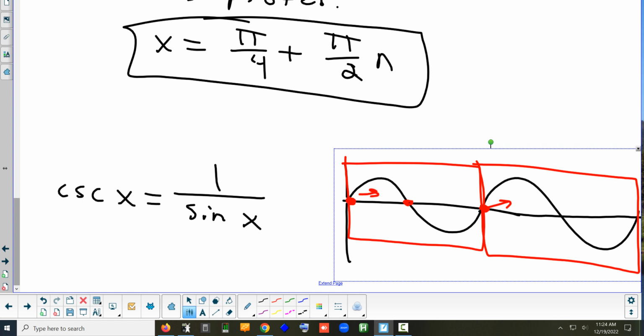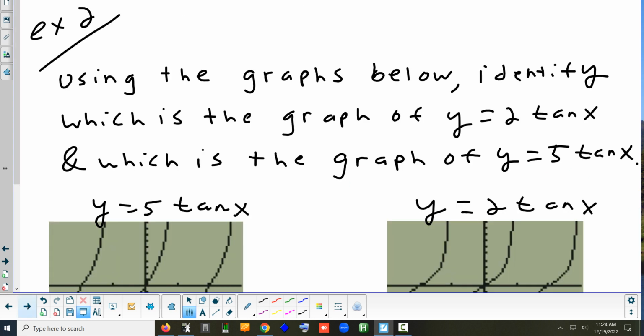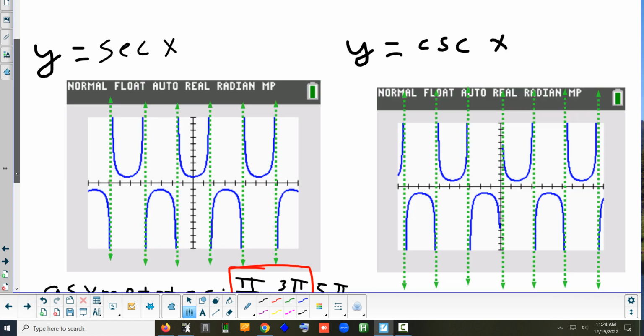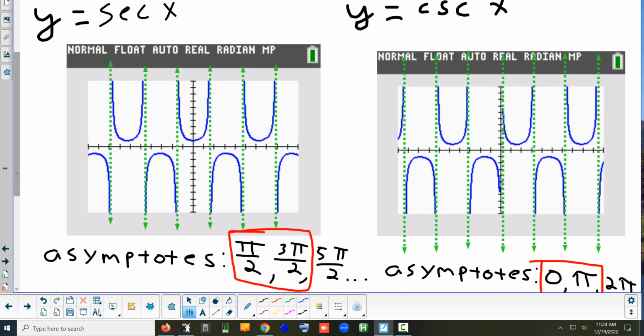So we say that there are 2 in every box. And I guess if you want to think of them that way, that one would go over there. So this one belongs to this box. That one's right in the middle. And then this one at the end belongs to the next cycle. So keep that in mind. 2 asymptotes per cycle. So let me show you what this one looks like. So here's secant and cosecant.